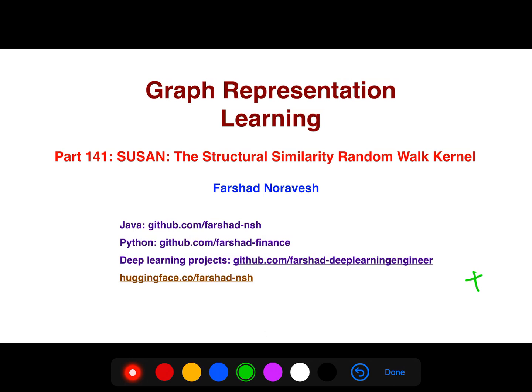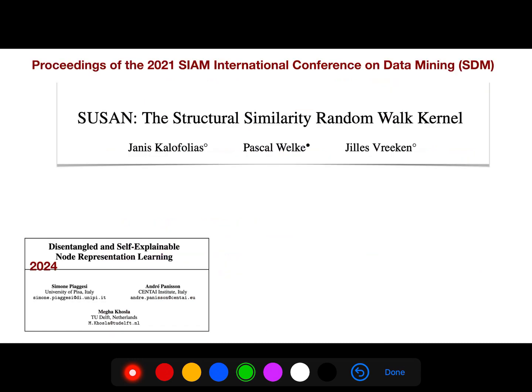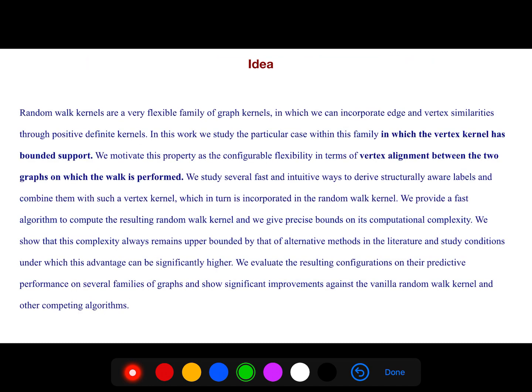Alright, so today I'm going to be explaining another important paper with the title SUSAN, the Structural Similarity Random Walk Kernel. This paper from 2021 is very important. Random walk kernels, like in the previous videos, are a very flexible family of graph kernels.